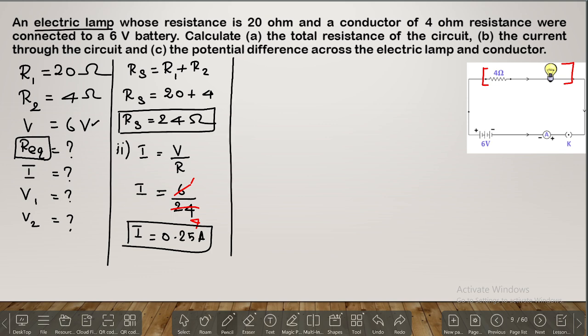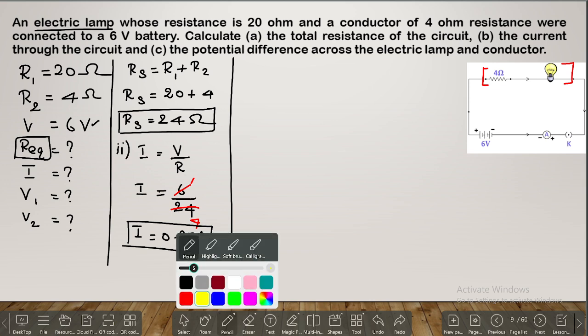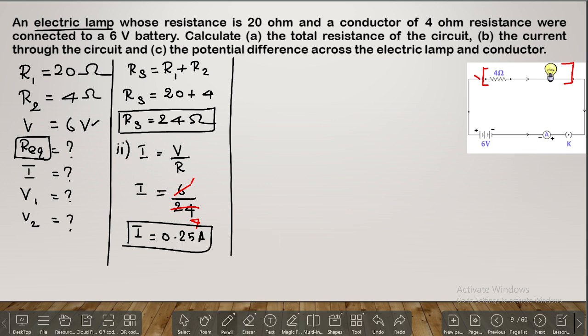Now suppose we are asking a direct question. In a given circuit, the amount of current which is passing through the conductor is 0.25 ampere. How much amount of current will pass through the bulb? We don't want to calculate anything, directly you can write that through the bulb 0.25 ampere of current will pass. Why? Because in series combination the flow of current is going to remain the same.